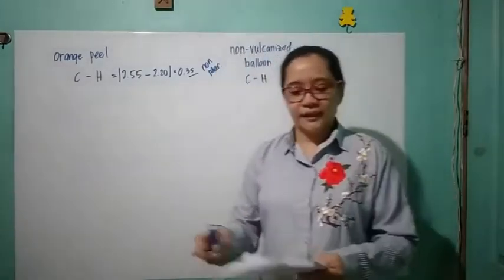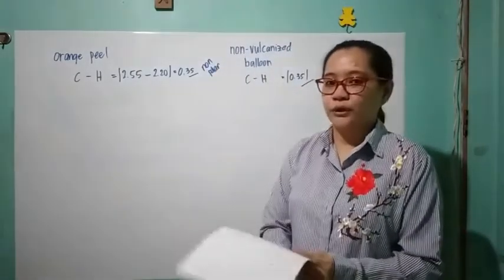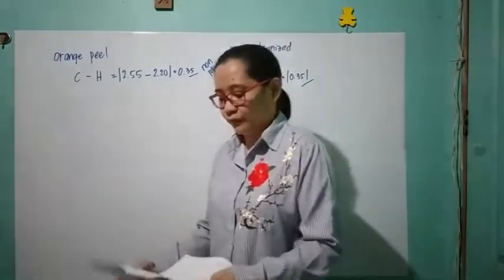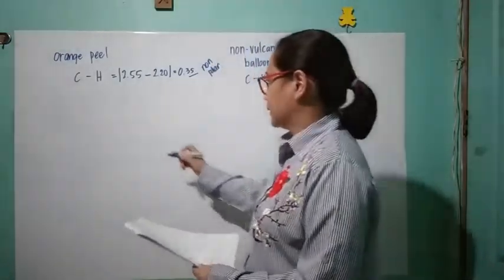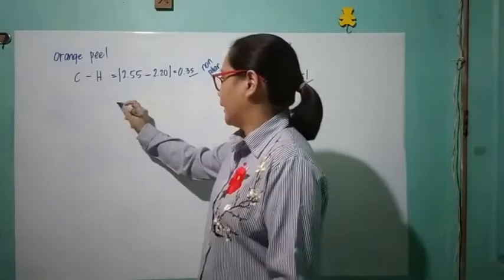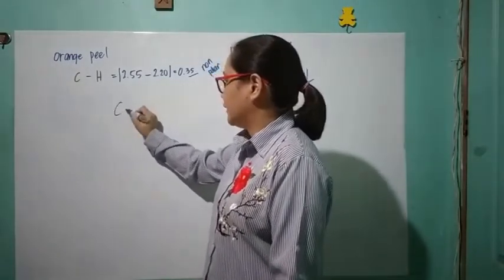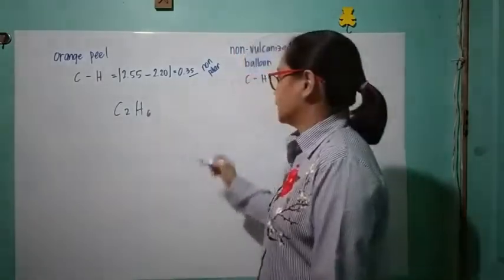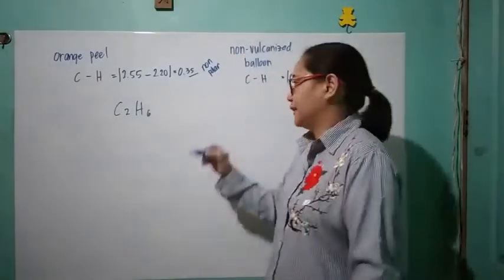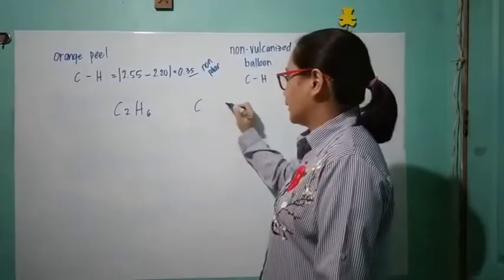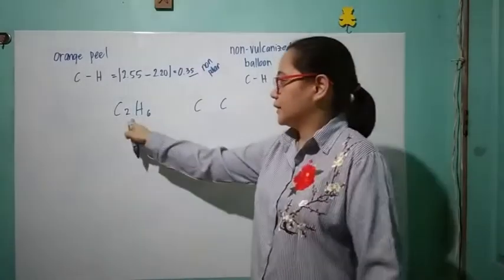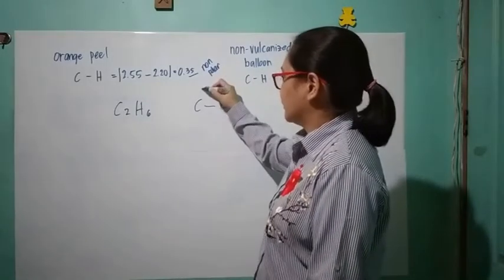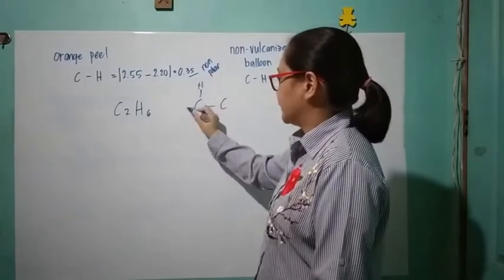So, I will give you an example of how you will draw the structural formula for ethane. Ethane has a molecular formula of C2H6. So, the structural formula of this will be 2 carbons and 6 hydrogens. So, 2 carbons, hydrogen.